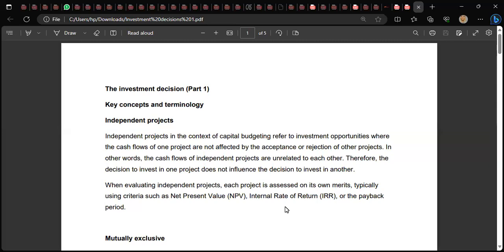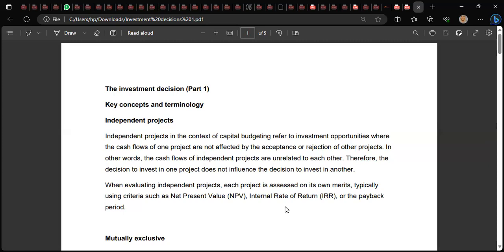I really hope this is going to be short and straightforward. Investment decisions, and we're only looking at part 1 today. So if you're just joining us for the first time, you need to go and have a look at the previous video on the financing decisions.